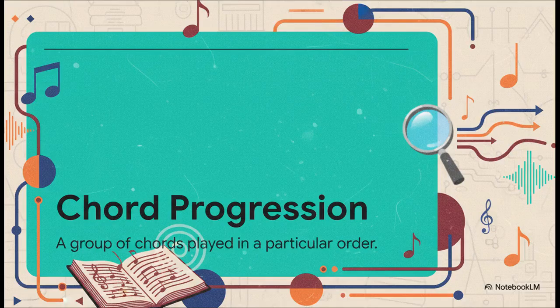Of course, a song doesn't just sit on one chord the whole time. It moves through a specific sequence of them, and that's called a chord progression. This progression is like a story arc for your ears, guiding the listener's emotions from one moment to the next, creating a whole musical journey.